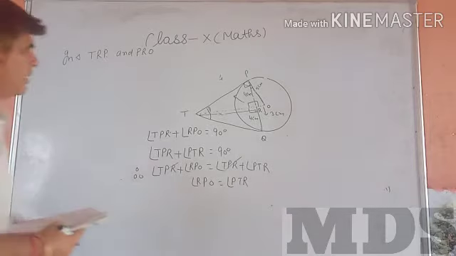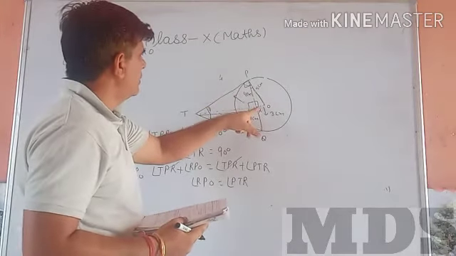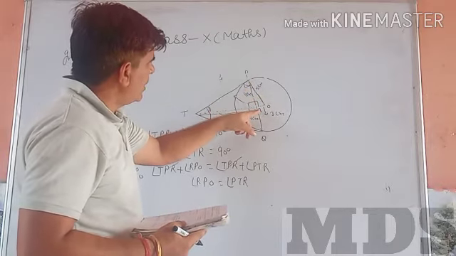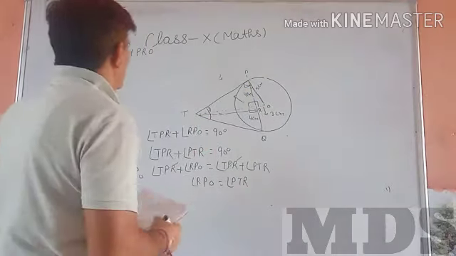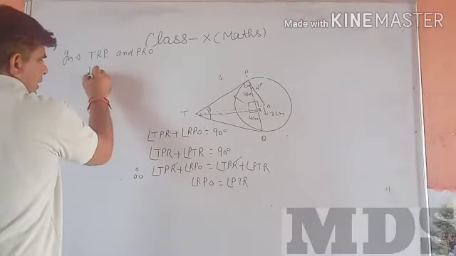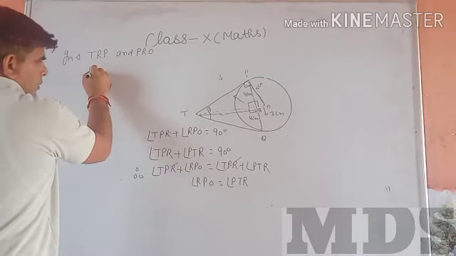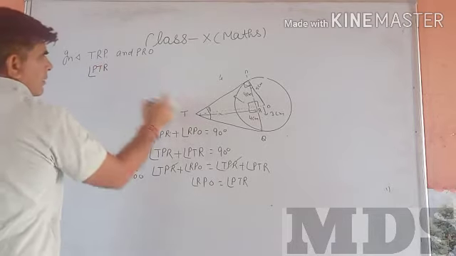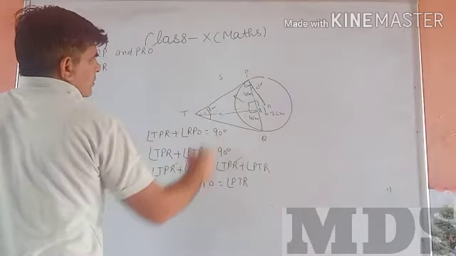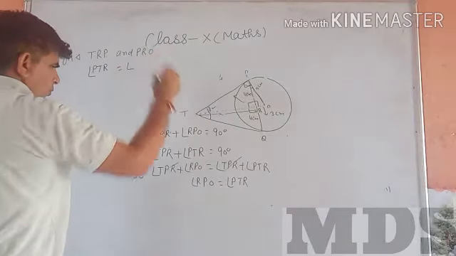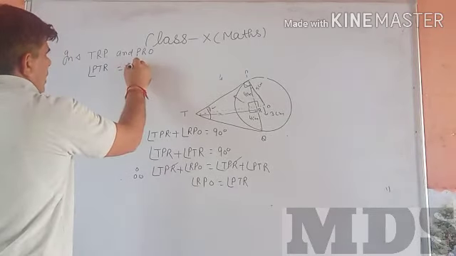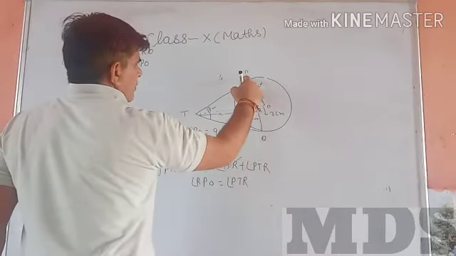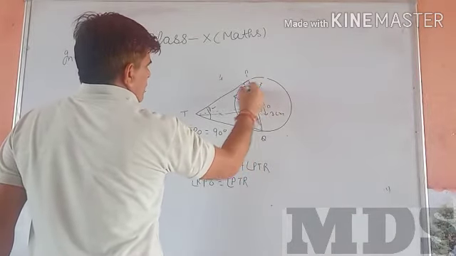Angle TRP and PRO. This angle, which angle? PTR. PTR meaning this angle of this triangle is equal to which angle? RPO. RPO is equal to this angle.